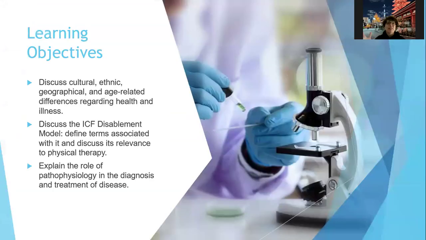So, pathophysiology, our learning objectives: we're going to talk about some cultural, ethnic, geographical, and age-related differences regarding health and illness. We're going to look at the ICF disablement model and define terms associated with it and discuss its relevance to physical therapy. We'll talk about this again in the fall in our classes there because there's certain levels of the disablement model that we can affect and other levels that we can't. So let's affect what we can. Sound good?